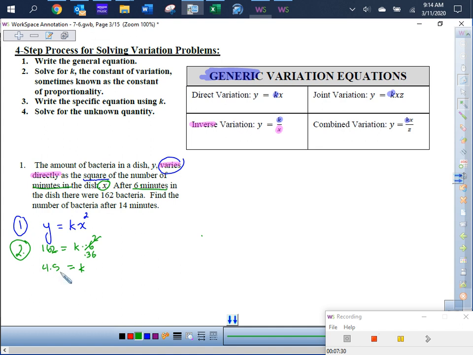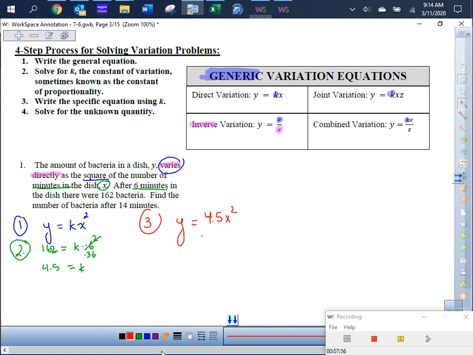Scientists have been looking for that. They're like, what is the constant variation rate that this bacteria is happening? 4.5. So that's step two. Sub in and solve for k. Step three is rewrite step one completely over. But now we know k, so we're going to sub that in. So the actual equation for this particular scenario with this bacteria and this time thing is y equals 4.5x squared, right? Because we figured out the k value, that constant of variation.